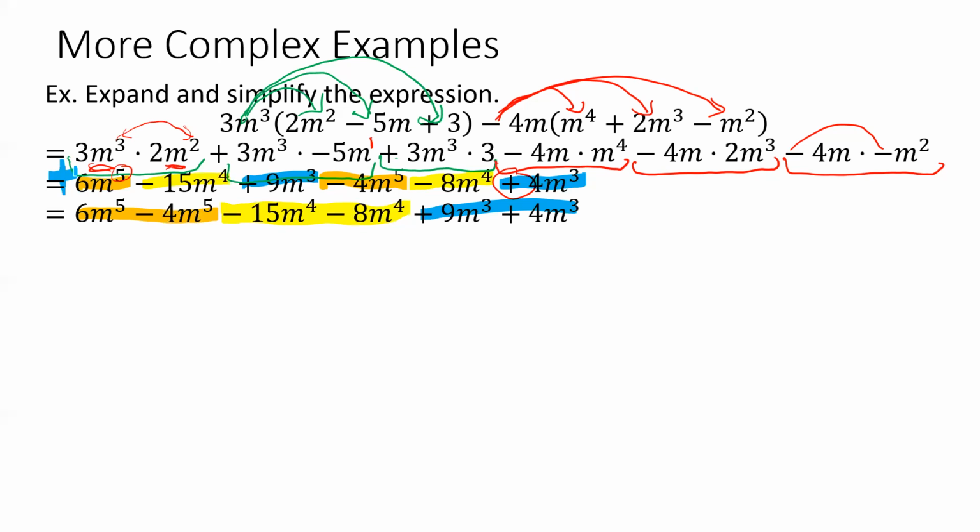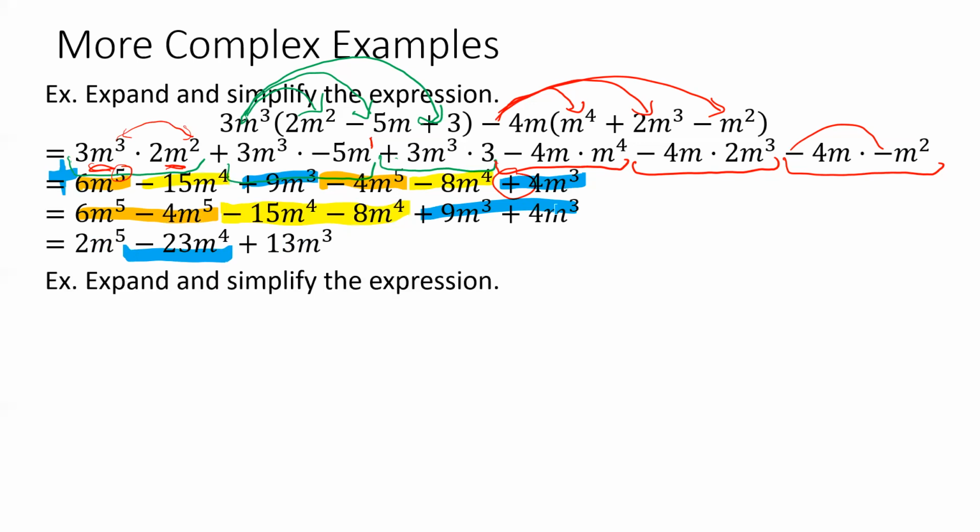So we add or subtract the coefficients in front. So we have 6m to the power 5 minus 4m to the power 5, which gives us 2m to the power 5. Negative 15 minus 8, do the math there, is negative 23. So we end up with negative 23m to the power 4, or we subtract 23m to the power 4. Really, that's the same thing. And then, of course, we have 9m cubed plus 4m cubed, which is 13m cubed. And that's it. And just a reminder here, when you add like terms, you do not change the actual exponents themselves, right? And we don't change the variable at all. We just add or subtract the coefficients.